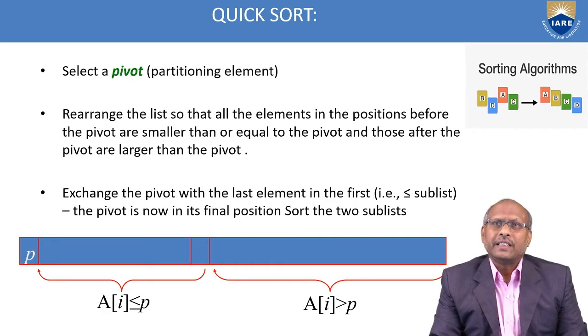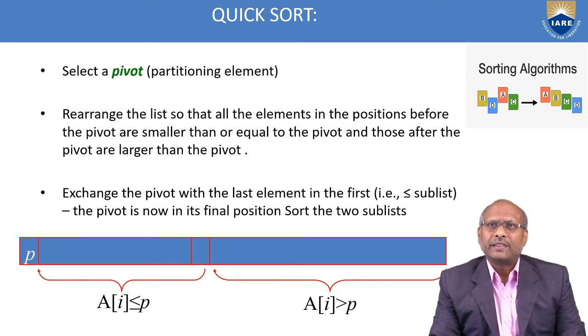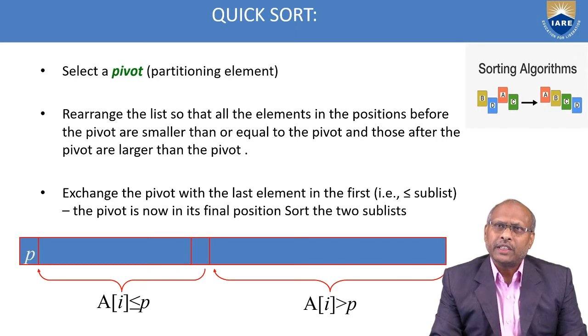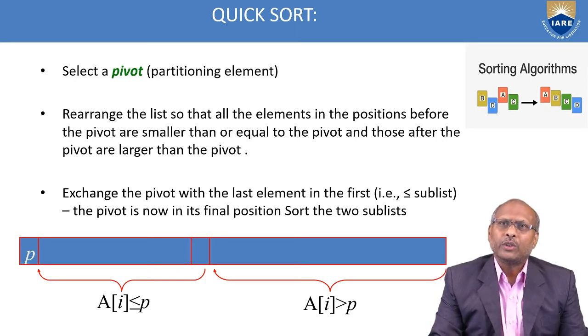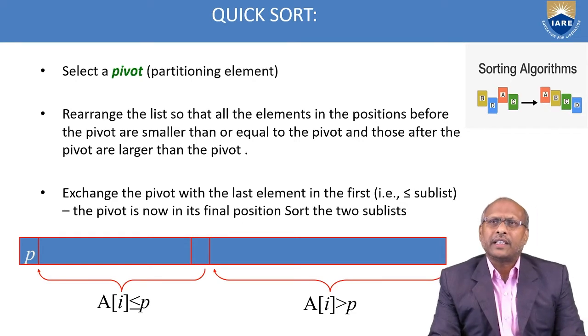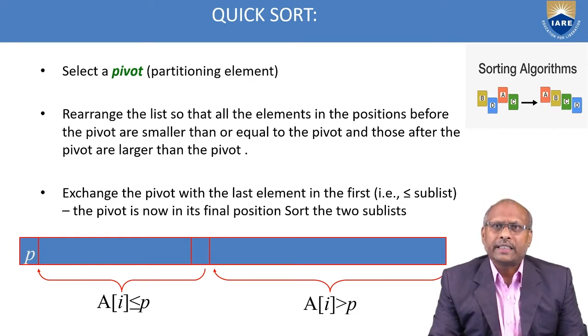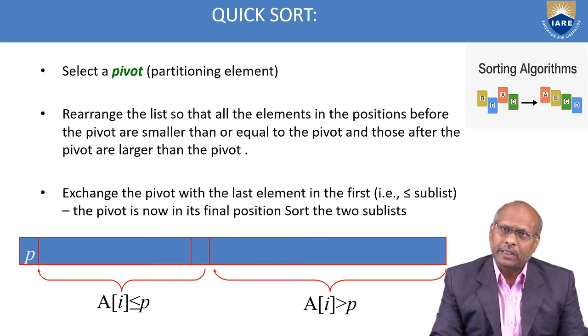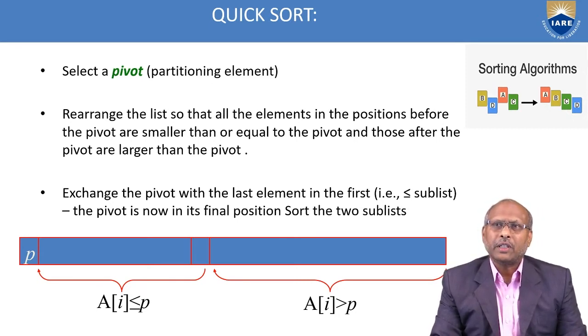Now, you can select a pivot element and rearrange the list so that all the elements in the positions before the pivot element are smaller than or equal to the pivot, and those after the pivot should be larger than the pivot. So, exchange the pivot with the last element as the first sublist, then the pivot will come to the final position after the sorting.